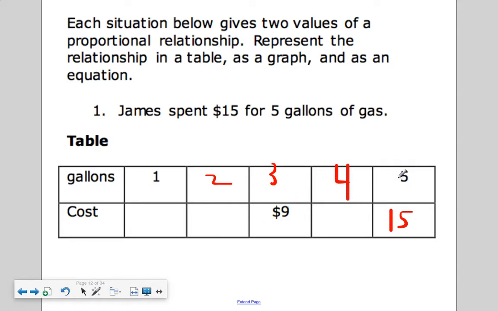Let's see. If I multiply 5 gallons by 3, I get 15. If I multiply 1 gallon by 3, I get 3. Multiply this 2 by 3, I get 6. Multiply 3 gallons by 3, I get 9. Multiply 4 gallons, I get 12. Did you notice I was multiplying by the same number, 3, 3, 3, 3? Is that the constant of proportionality?